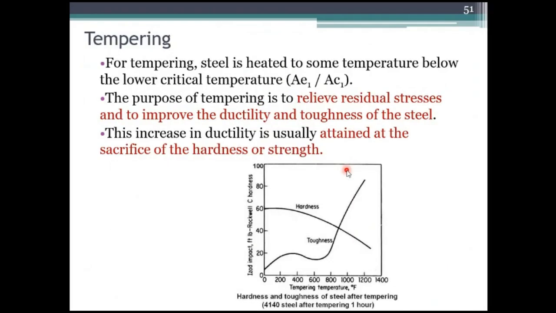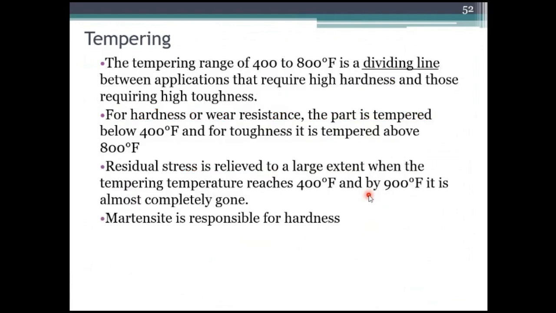Next, in tempering, the steel will be heated to a temperature below the A1 temperature and cooled. What happens is that the residual stress built up in it gets relieved, and the ductility and toughness of the steel improve. The hardness increases up to a particular temperature; after that the hardness reduces, but the toughness continues to increase if you increase the heat treatment temperature or time.